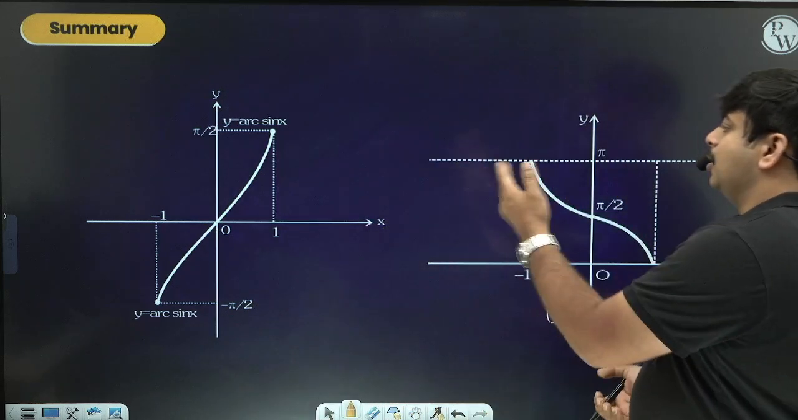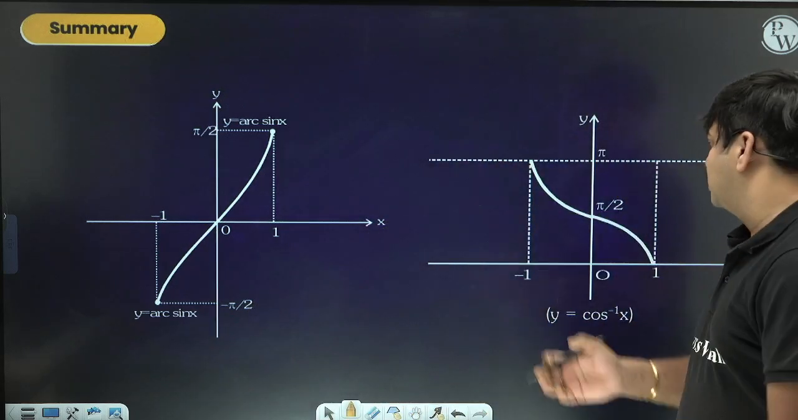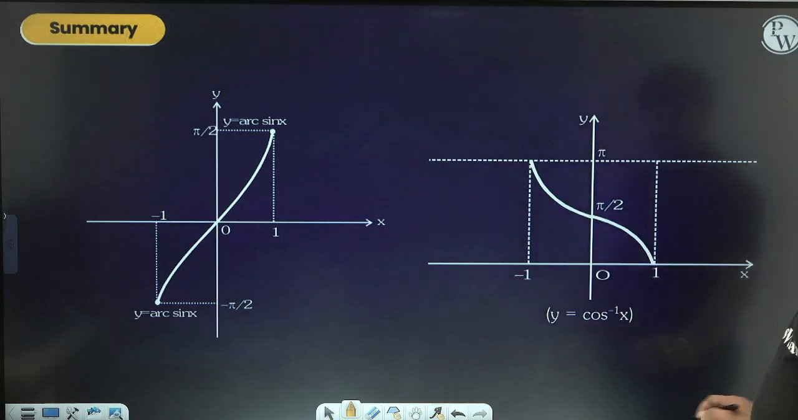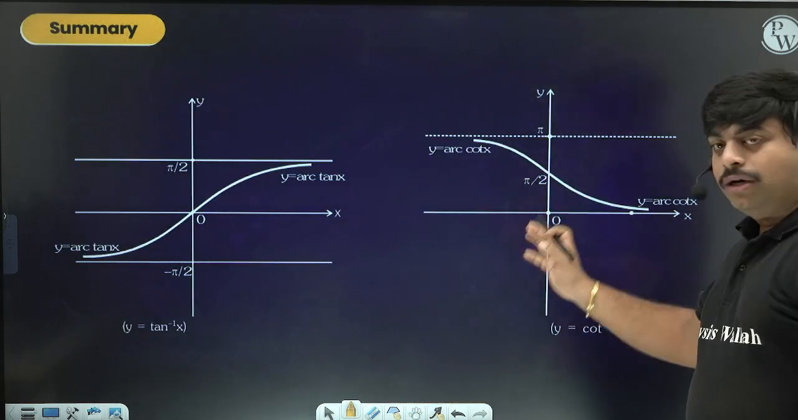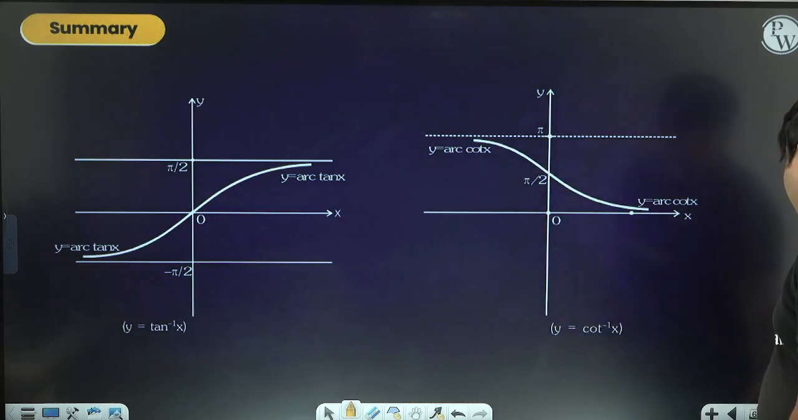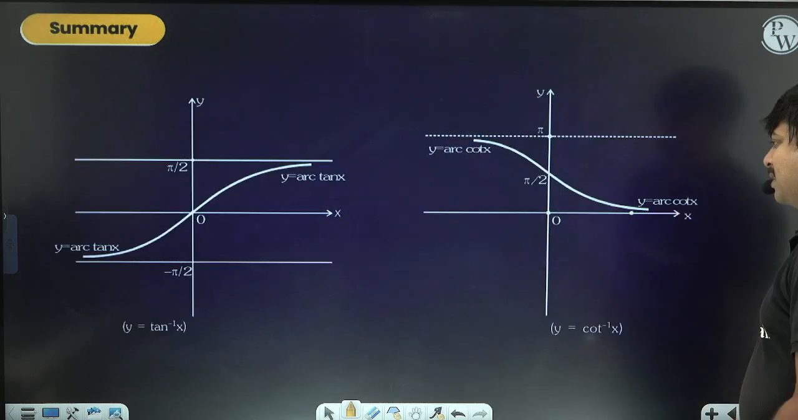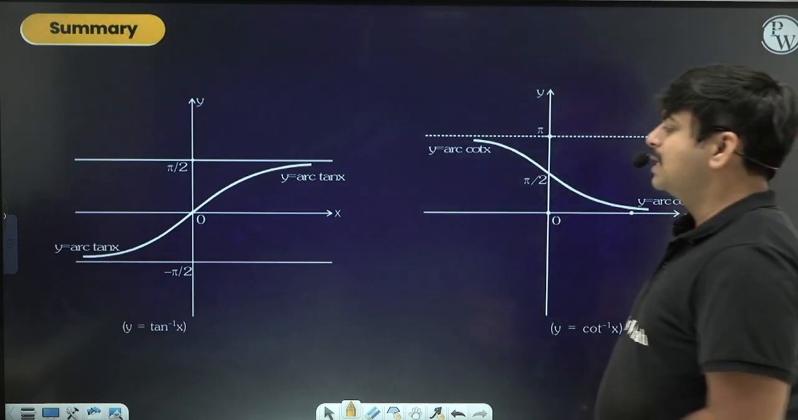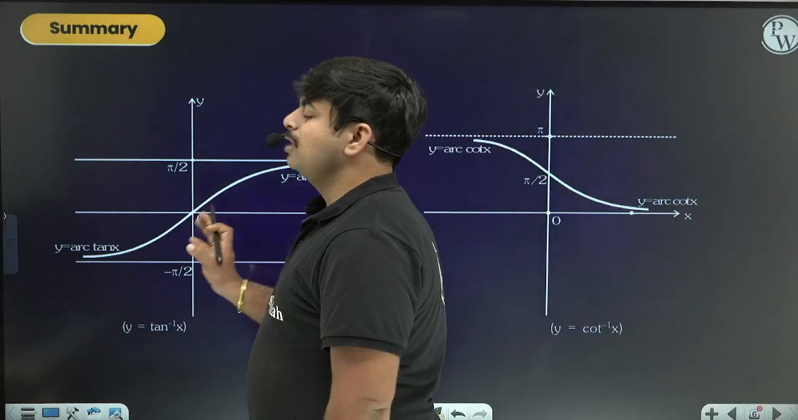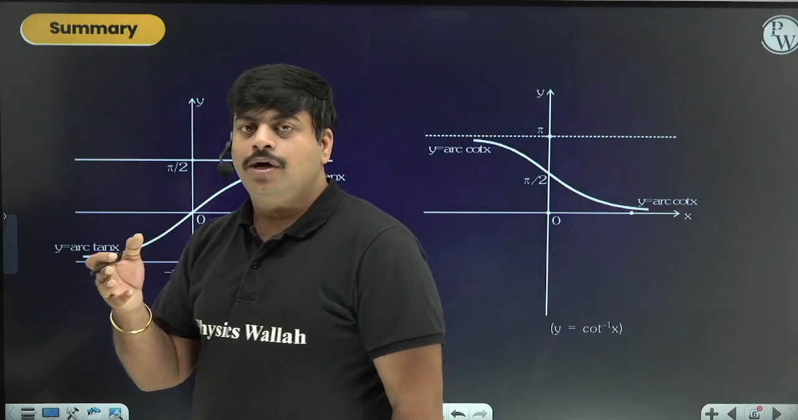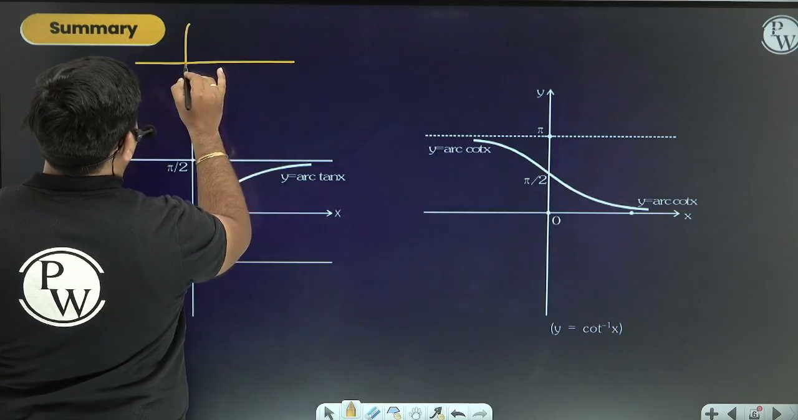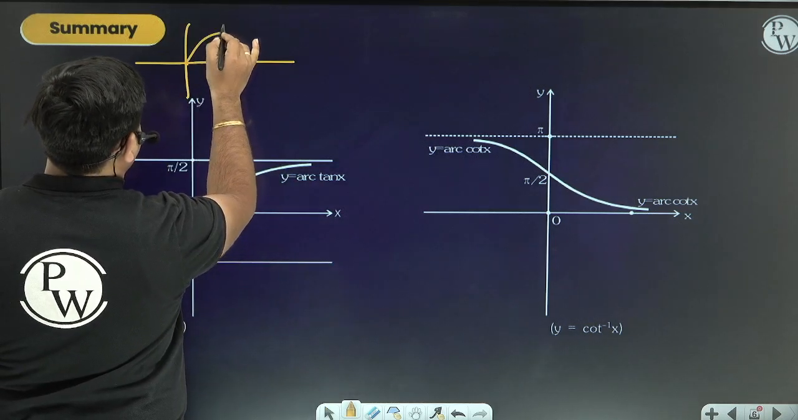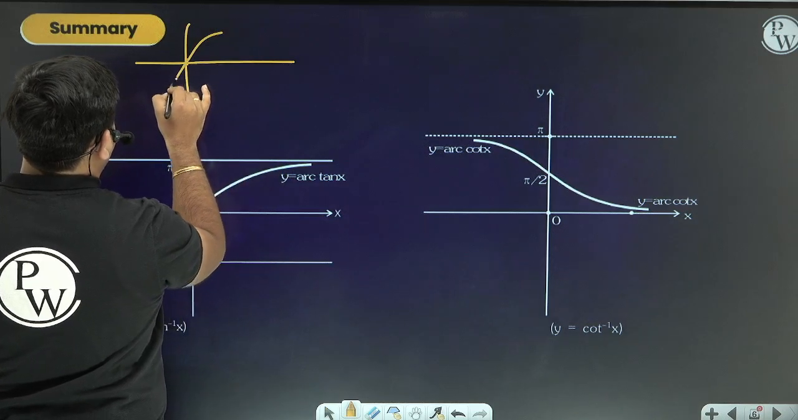And this is the graph of sine inverse x. This is the graph of cos inverse x. Next we have tan inverse x and cot inverse x. I'm not telling you how to draw these graphs in detail, but this is the image of the actual sine x graph. So what is the sine x graph in this interval? The sine x graph will move like this, up to pi by 2.